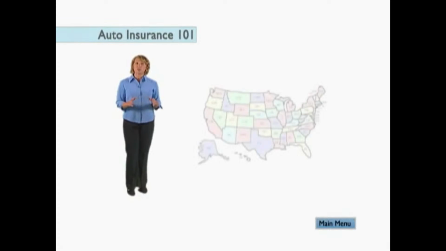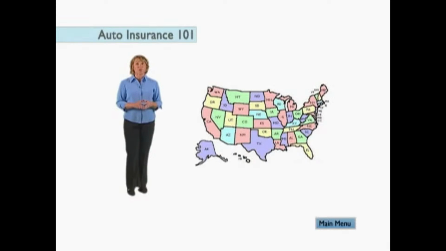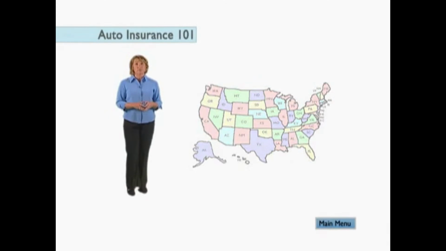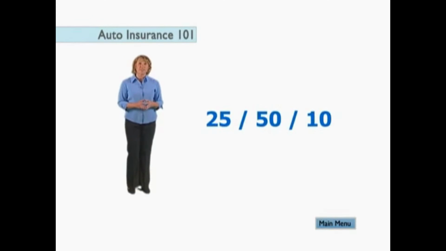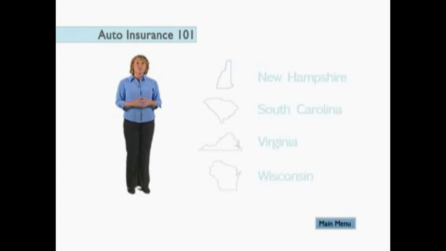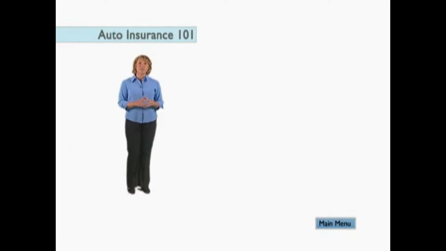Every state has different laws dictating the minimum coverage you must carry for this. Some states require you to prove you have insurance before registering a motor vehicle, and other states use the honor system, where you only have to provide proof if you have an accident or violation. A typical state-required minimum coverage is 25-50-10, and I'll provide an example shortly to explain what that means. There are 4 states that do not require drivers to carry any liability coverage. Just because it's not required by law doesn't mean you don't need it.